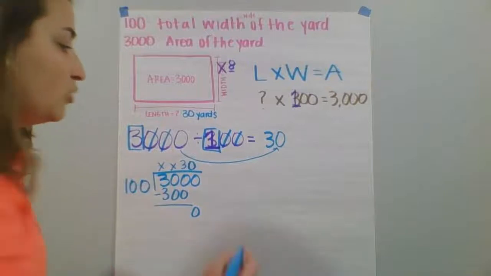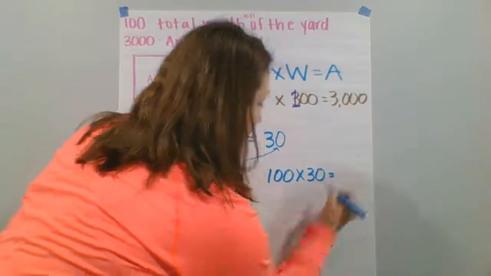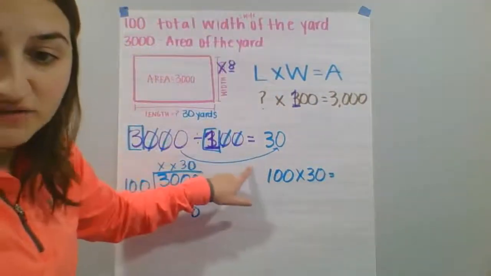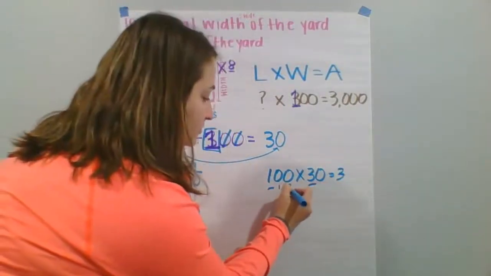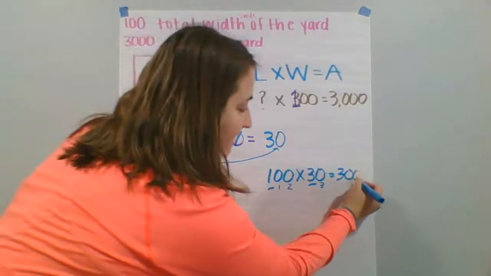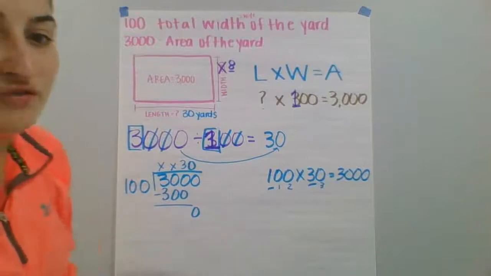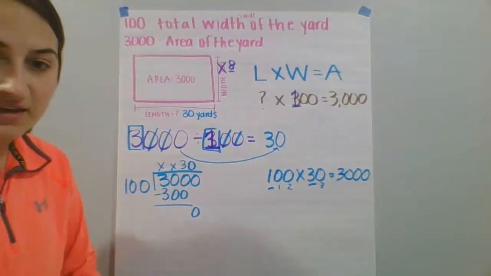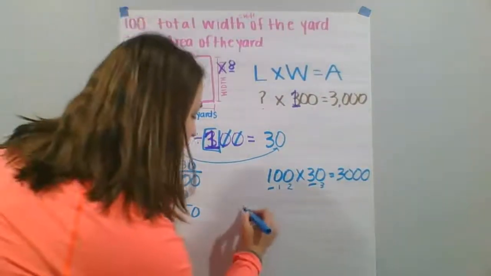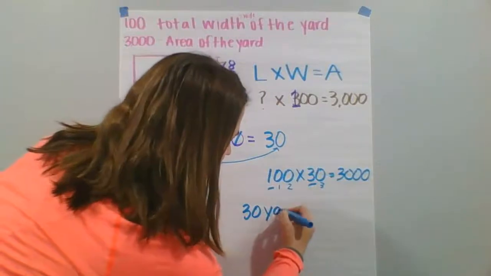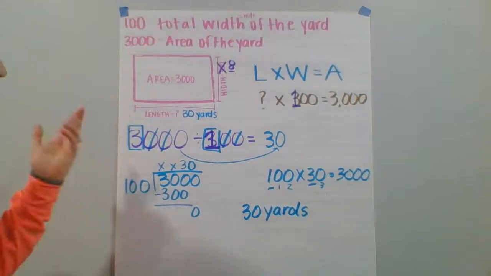We can also check our work by taking 100 times 30. And this is going to be used the same way. You're finding your basic fact, which is 1 and 3. And then you have 1, 2, 3 zeros that you add to your answer. So my answer for what is the length of the other side of the yard, our length is going to be 30 yards.